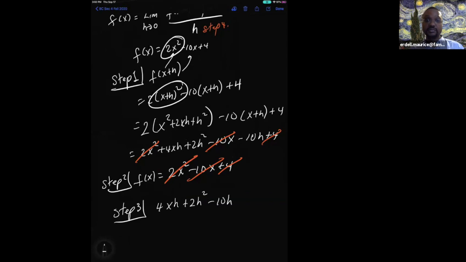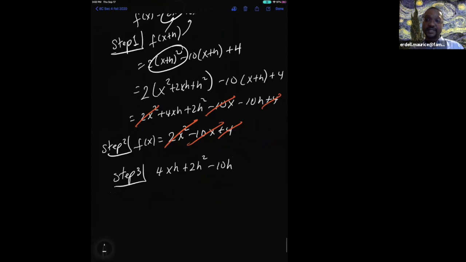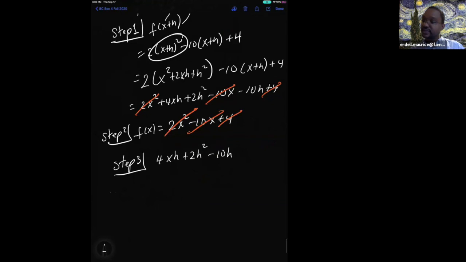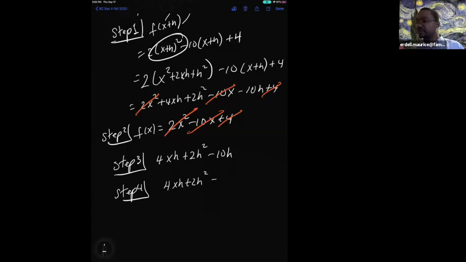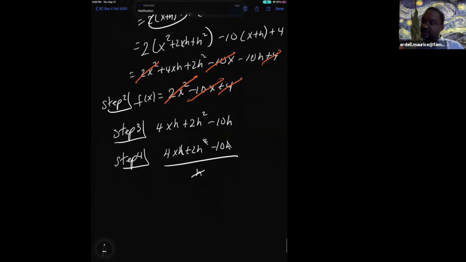Don't forget f. And so then step 4, divide by h, 2h squared minus 10h divided by h. Cancel, cancel, cancel, cancel. And that leaves me with this right here. Of course, I am not done at this step right here. Miss Lee, see if you can figure out what happened to the negative 10. You should have had negative 10 there, Miss Lee.